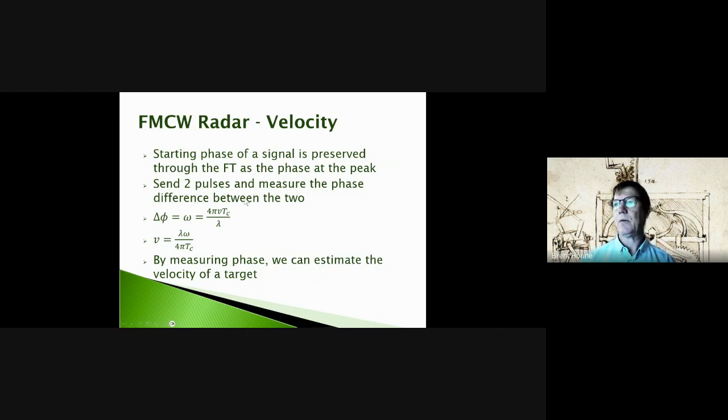So we end up with some equations of this, so we can relate the change in phase by sending two pulses right after one another and measure the phase difference between the two, and that translates into an incremental distance. But if we know the time, now we know the distance divided by the time gives us velocity, right?